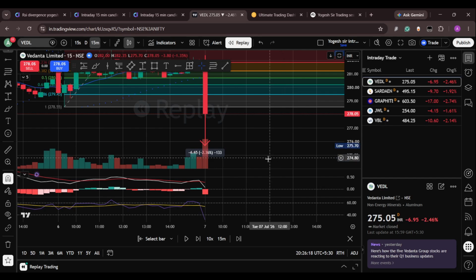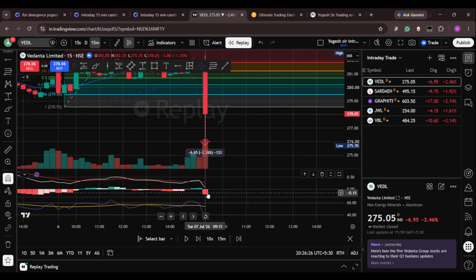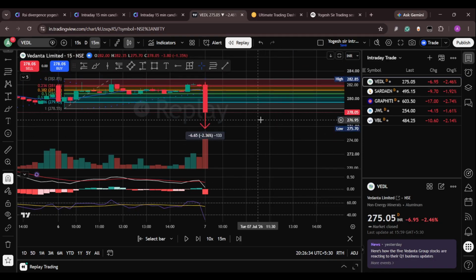With a red line above the white line, MACD histogram is red, white line below, blue line for RSI. These seem to match.